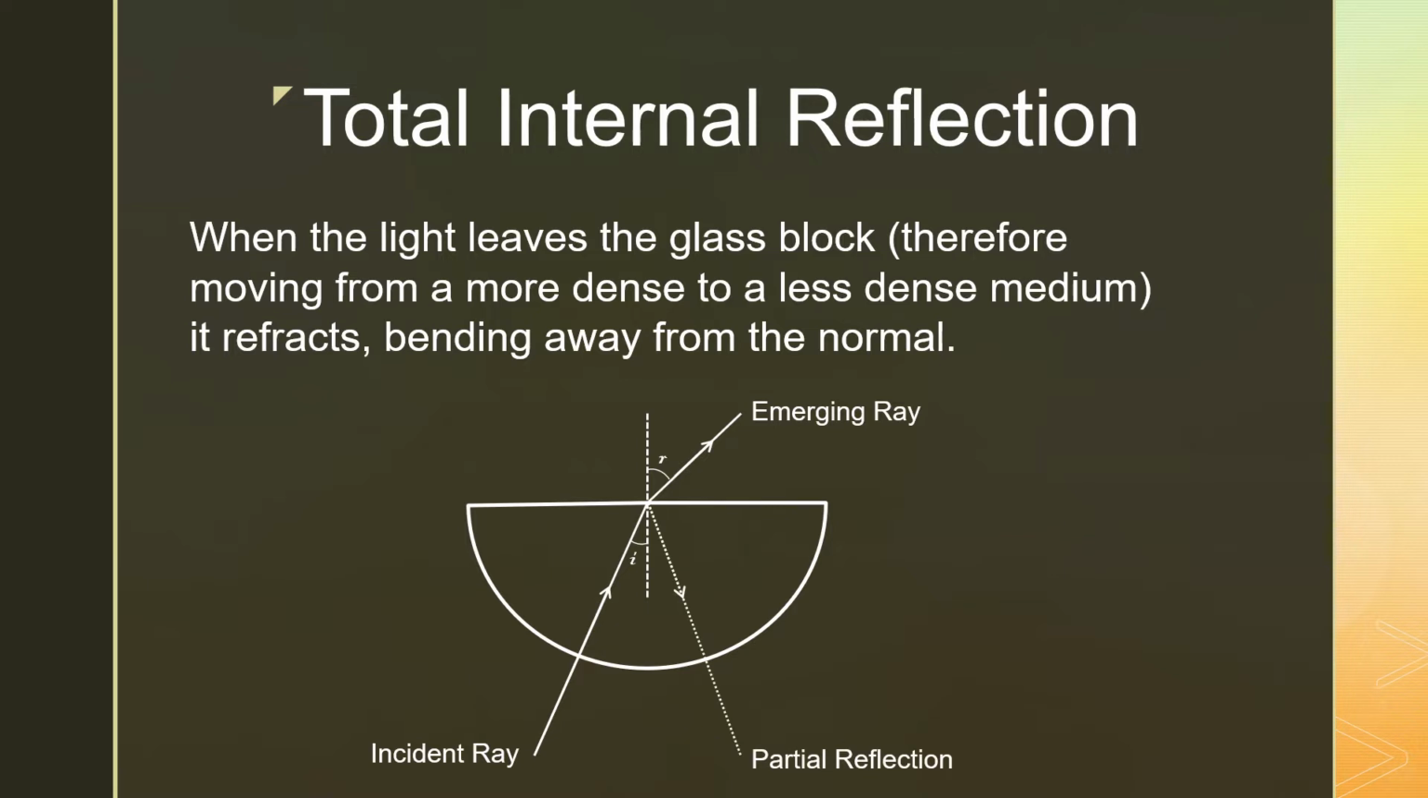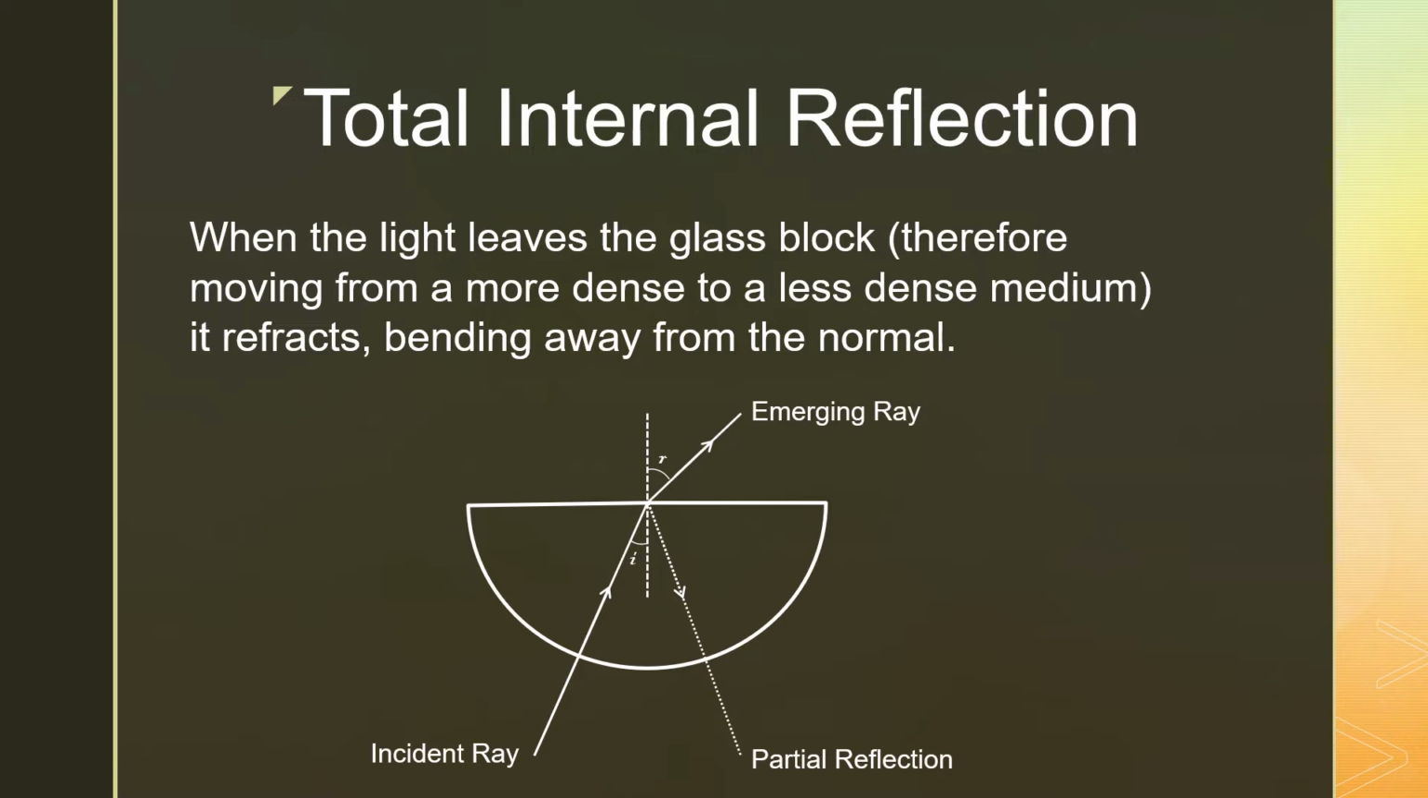Now, it's worth pointing out here that we're also going to get a partial reflection. So not all of the light is going to leave the glass block. Some is going to be reflected off that boundary between the two media, and that's what I've labelled here as a partial reflection. Now, you've all seen partial reflections. Think about it when you look through a normal pane of glass. Most of the light leaving you and hitting that glass is going to go straight through it, and somebody on the other side of that glass is going to be able to see you.